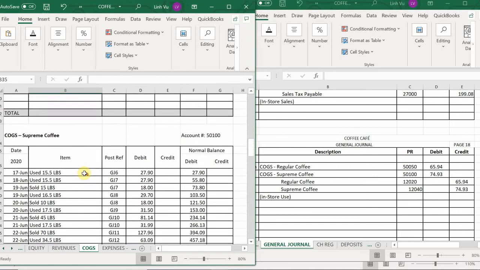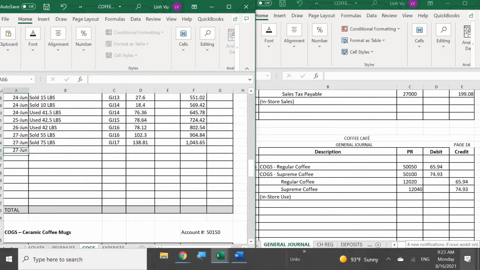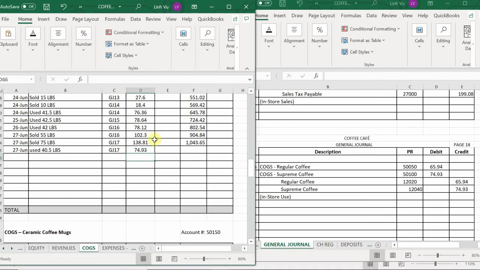Next, we can go to cost of goods sold for Supreme. We used 40.5 pounds. General Journal 17. Our debit amount is $74.93, which gives us a total of $1,118.58. 1,118.58. Good.